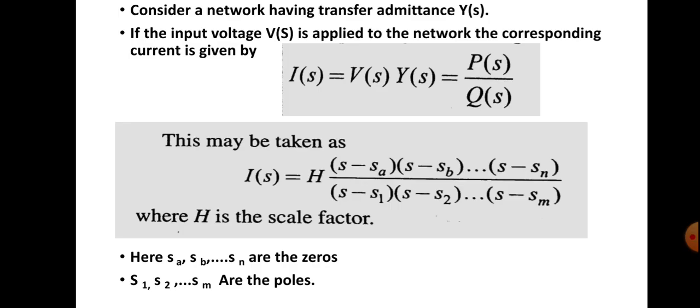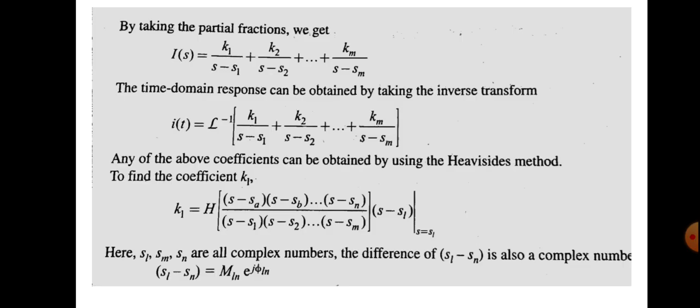In order to find the I of t value, we have this equation I of s in the form of P of s by Q of s. We have to first take the inverse Laplace transform, and for that we use the partial fraction expansion method. That means we can write I of s as k1 by (s minus s1) plus k2 by (s minus s2) plus etc. plus km by (s minus sm). This is the usual procedure for finding the partial fractions.